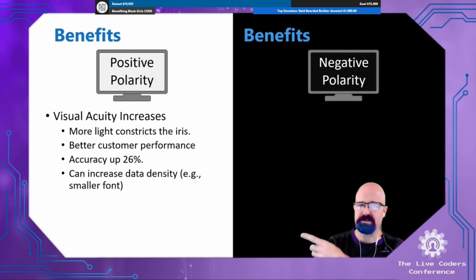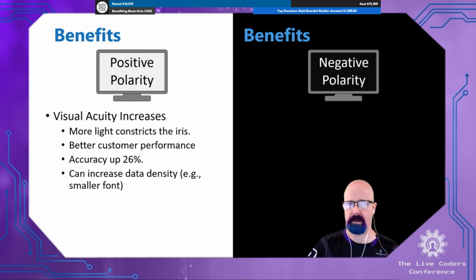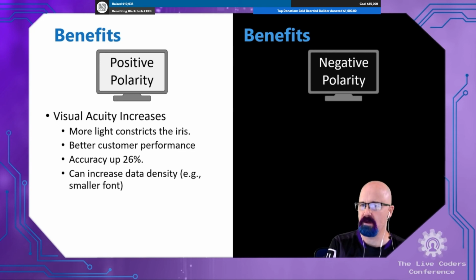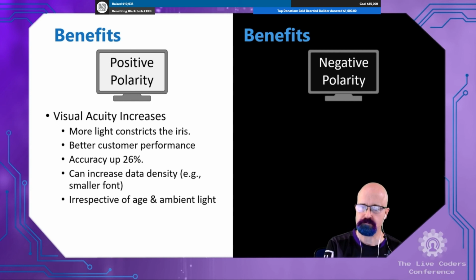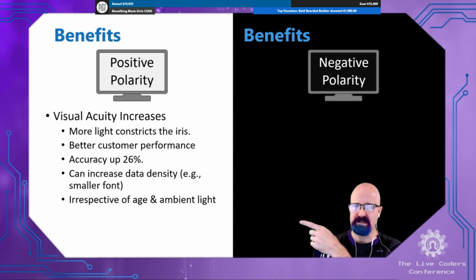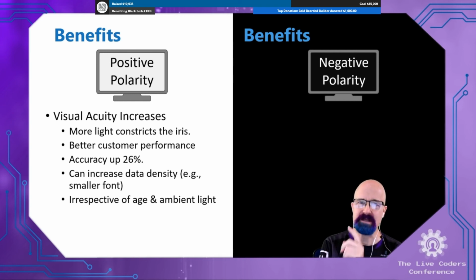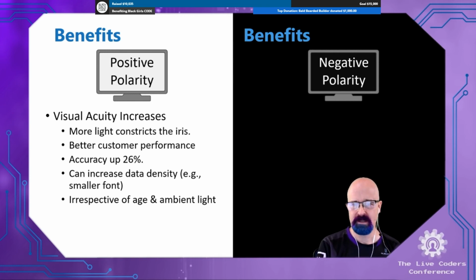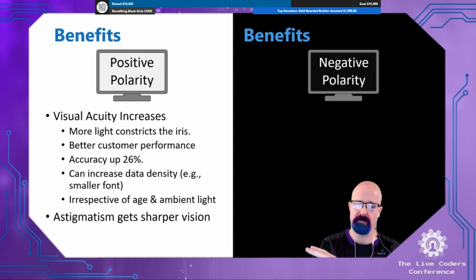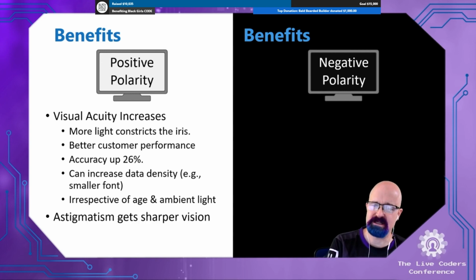So these are all different studies with positive versus negative polarity. It can increase data density. Because you can use a smaller font, we can put more data on the screen, which may be useful, especially on small screen devices such as tablets or phones. These benefits are irrespective of the age of the user and irrespective of ambient light. Just flat out, these benefits are here. Also, people with astigmatism can get sharper vision as well.